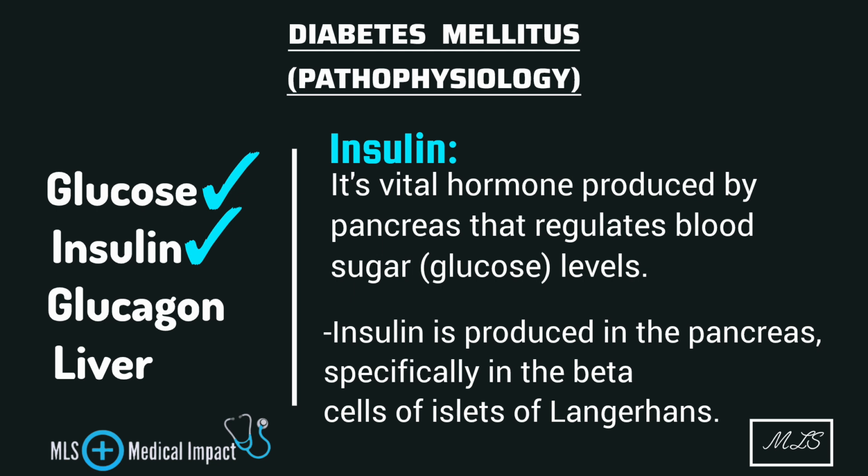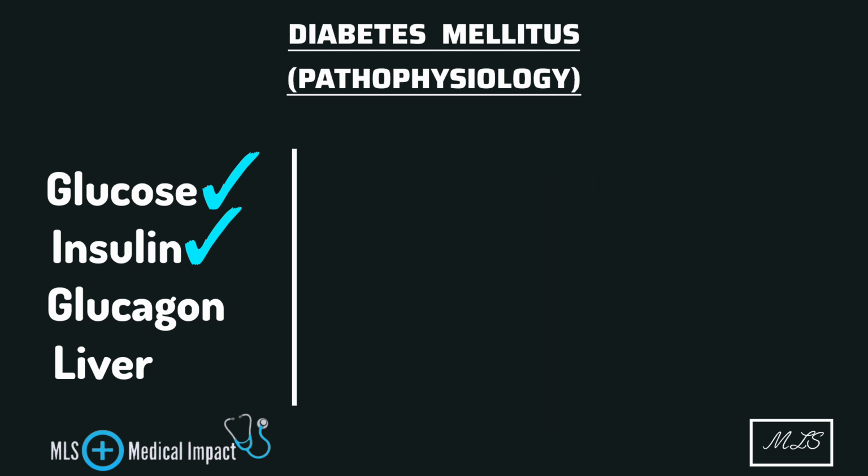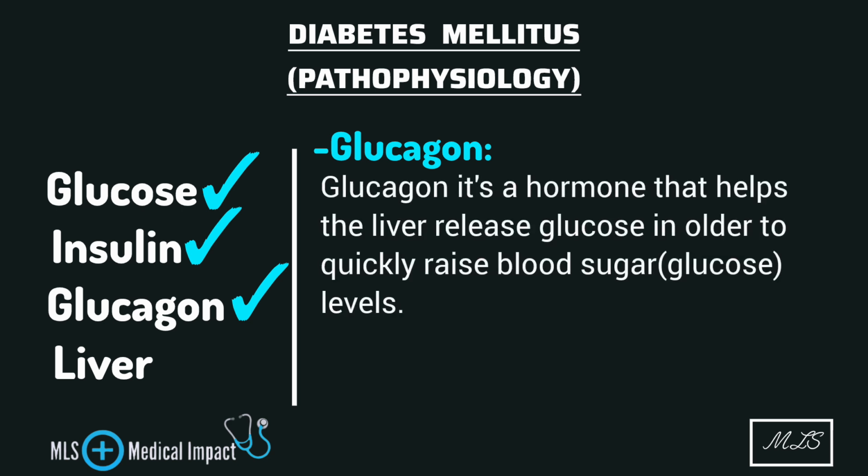Now, the thing with insulin is that it acts like a key to let glucose pass from the blood into the cells to produce energy. So when glucose enters the blood, the pancreas will respond by making insulin and releasing it. Okay, so now let's talk about glucagon. Glucagon works in the opposite way of insulin. Insulin helps us to bring our sugar levels down. Glucagon helps us to increase our sugar levels.